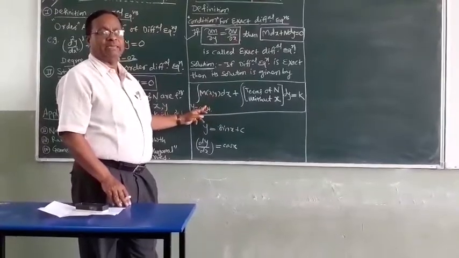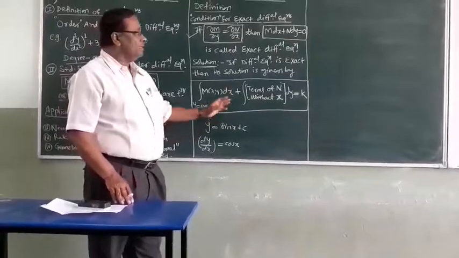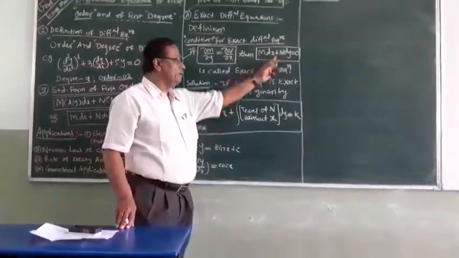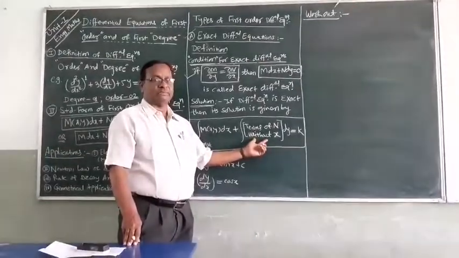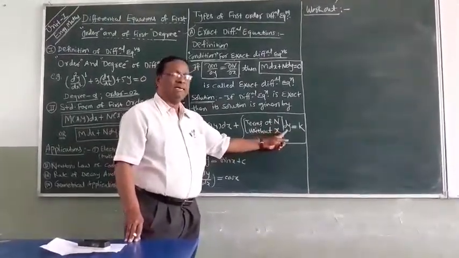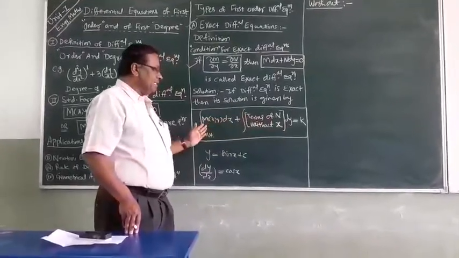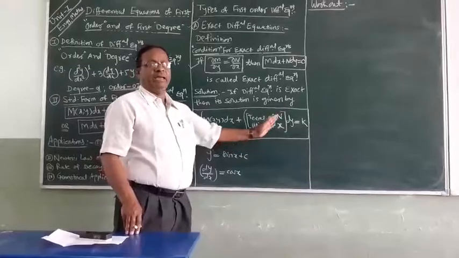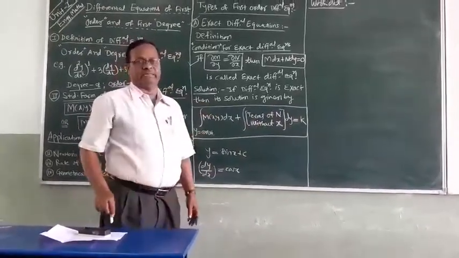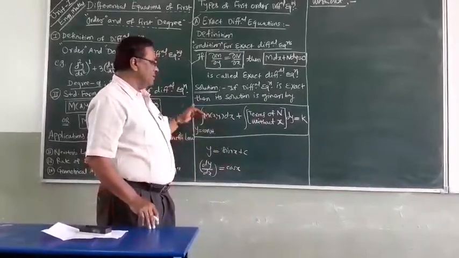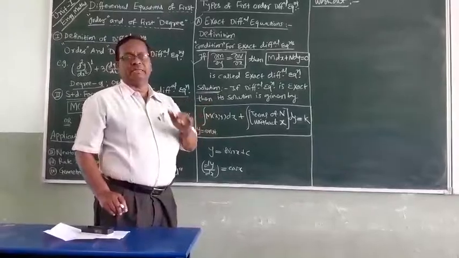While integrating this M with respect to x, keep y constant. Then you find the terms of N without x, free from x, and integrate those terms with respect to y. After getting these two terms, you add them and equate to a constant k. Why k? Because it is a constant of integration. So this will give you the solution of any exact differential equation.